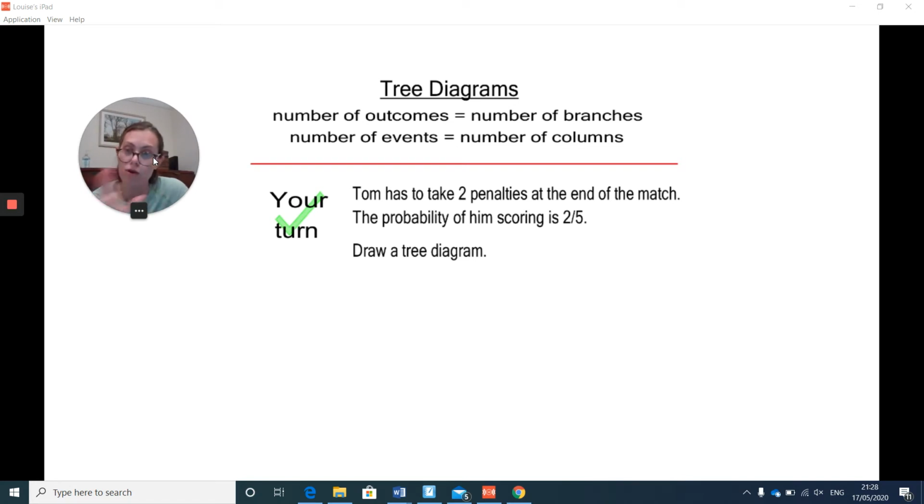How many events have you got? What are the different outcomes for each event, and then what are your associated probabilities? So pause now, and let's get that information down.